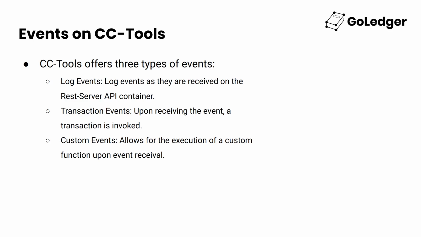CC-Tools offers three types of events developers can register for. The log events are used to register a message on the API when received. The second type, transaction events, are able to invoke a transaction when the event is called. These transactions can be in the same channel and chaincode as the one that called the event, or also in a different channel or chaincode. Finally, custom events allow developers to code custom reactions to an event calling.